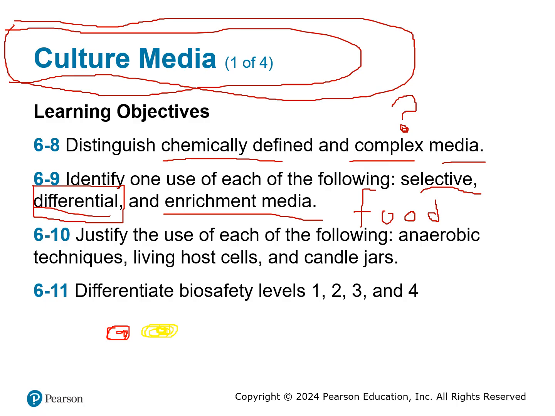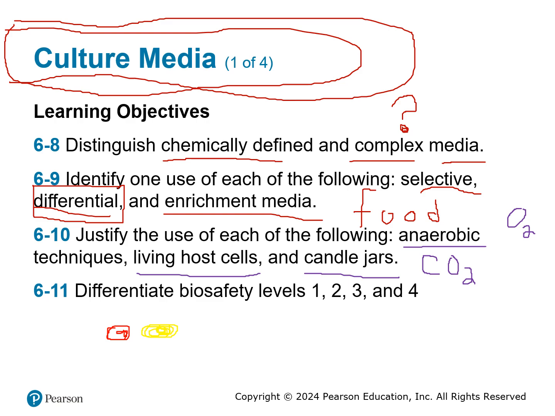Okay, in addition, we just mentioned certain bacteria like different levels of oxygen. Some can't handle it at all. That's anaerobic, right? Some grow in the host cells, and some like to grow in CO2. So you can use a candle jar or you can use a bottle. These days in modern times, we use bottled CO2.